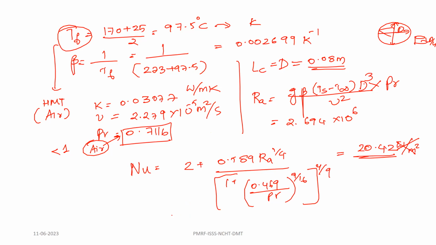Okay. From that, we can determine the h value. h value is k into Nu by D. Please note the characteristic dimension is D here. So that value comes to be 7.854 watt per meter square degree Celsius. Okay, and so we have determined the h value and everything.